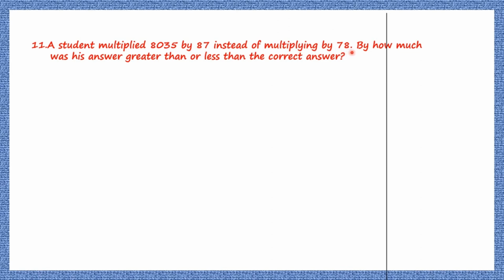Question 11. A student multiplied 8,035 by 87 instead of multiplying by 78. This happens, isn't it? By how much was his answer greater than or less than the correct answer? So first we're going to multiply 8,035 by 87 and then we'll multiply it by 78 and then we will answer these questions. So let's begin.